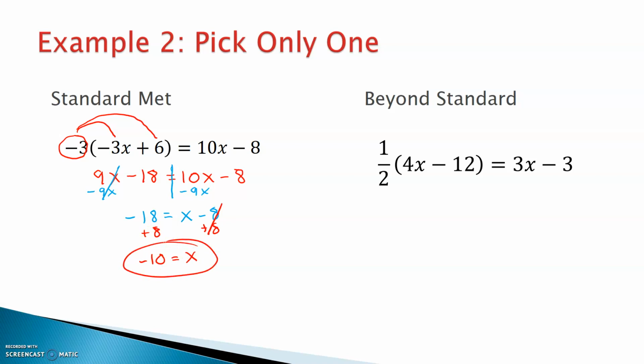All right, let's try this last one here, beyond standard. Now I throw in that fraction, right? Let's go ahead and do that. 1/2 times 4. 1 times 4 is 4. 4 divided by 2 is 2x's. 1 times negative 12 is negative 12. Negative 12 divided by 2 is negative 6. It's equal to 3x minus 3.